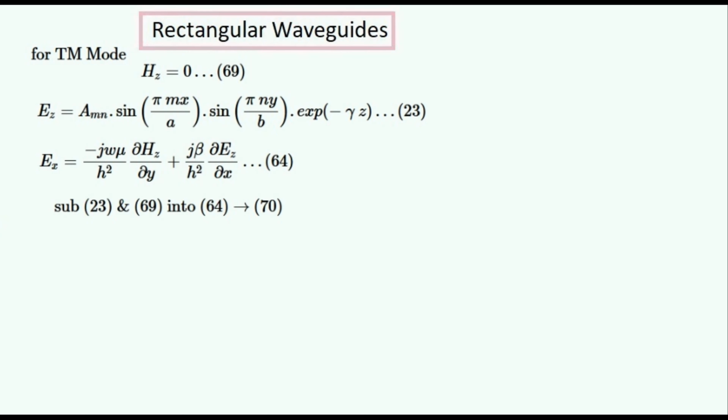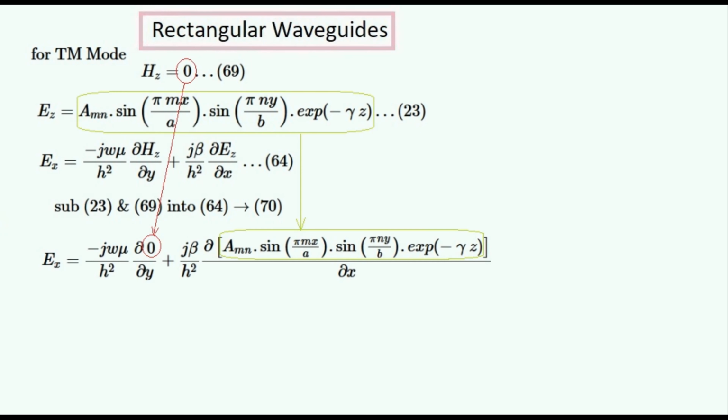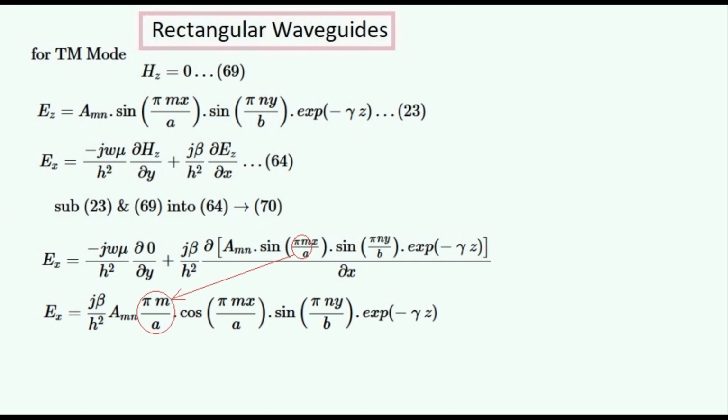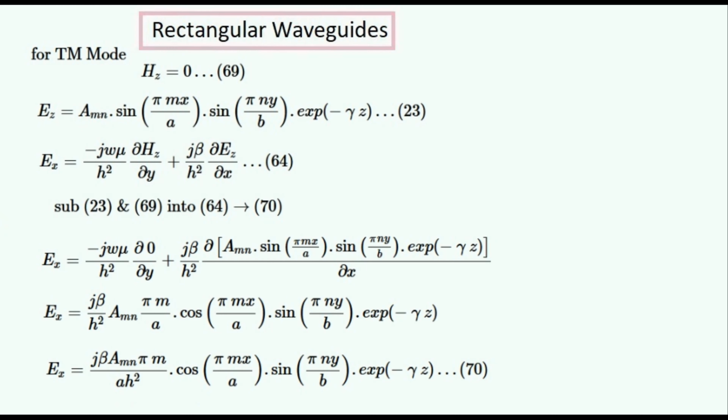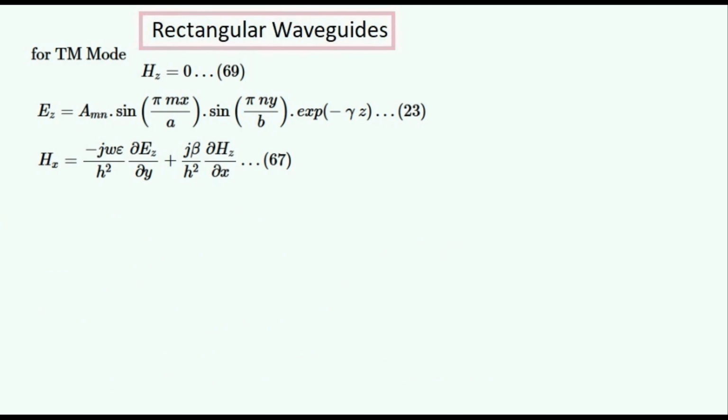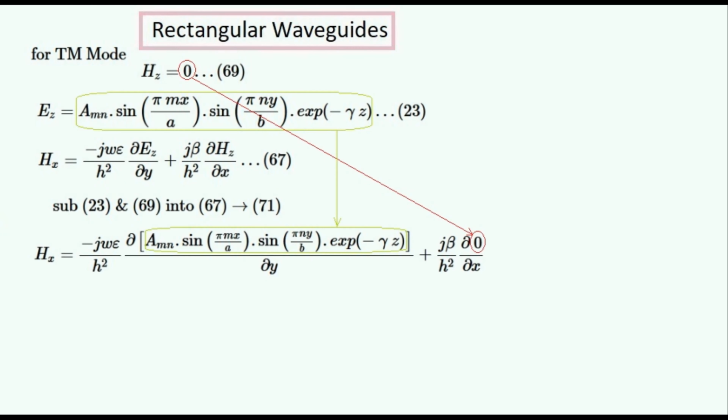We can then substitute these values for Ez and Hz in to get Ex. Making these substitutions gives us Ex being equal to this expression. Then evaluating the differential equation gives us this value for Ex. After tidying this equation up, we get this value for Ex. Similarly, we can derive Hx for the TM mode. We'll start off with these three equations here. We'll substitute the first two into the third, which gives us this messy expression for Hx.